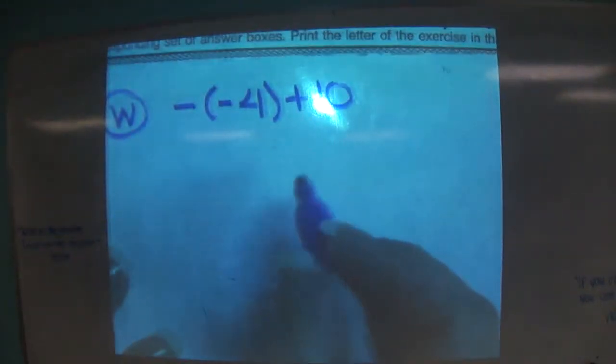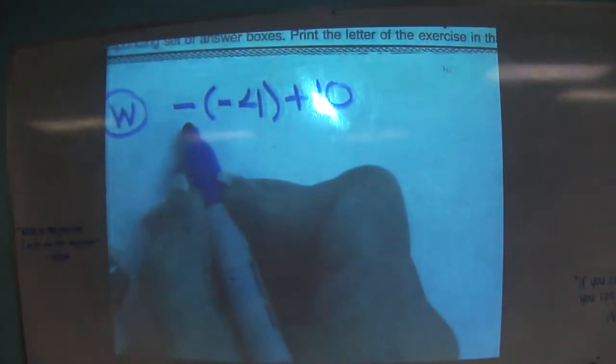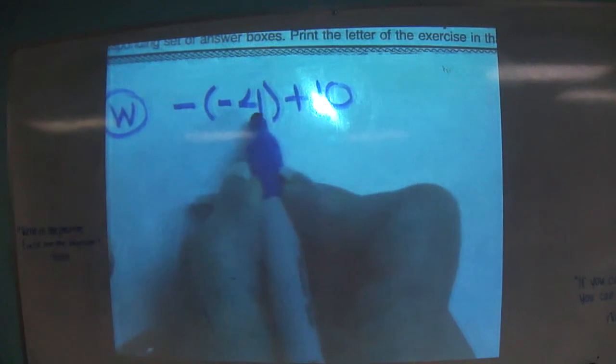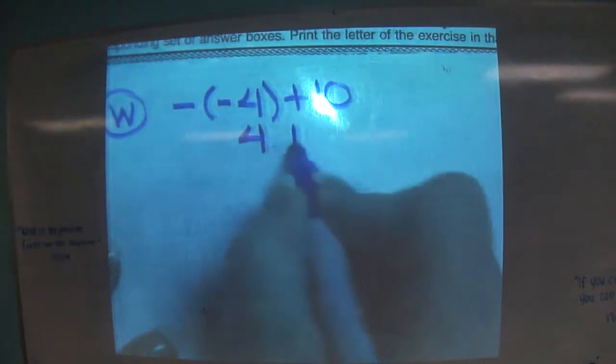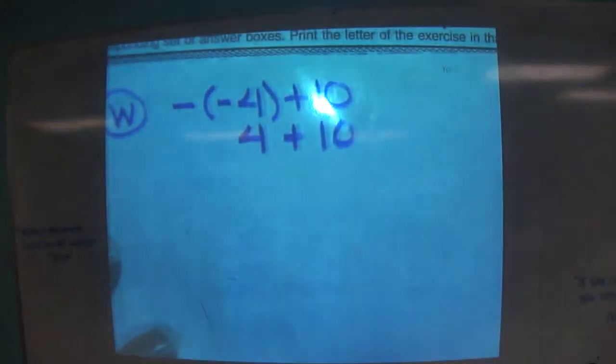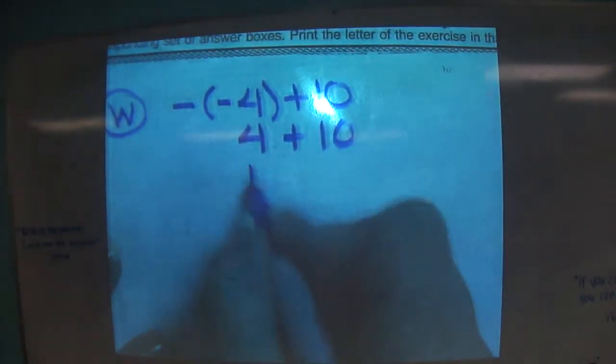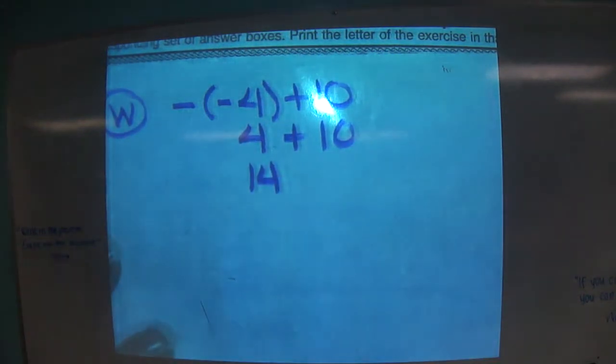So, if we're looking at this problem here, I'm not going to ask you, I'm going to tell you. You can call this the opposite of negative 4. What is the opposite of negative 4? Positive 4. Now you have positive 4 plus 10. What is that? 14. You've now answered that question.